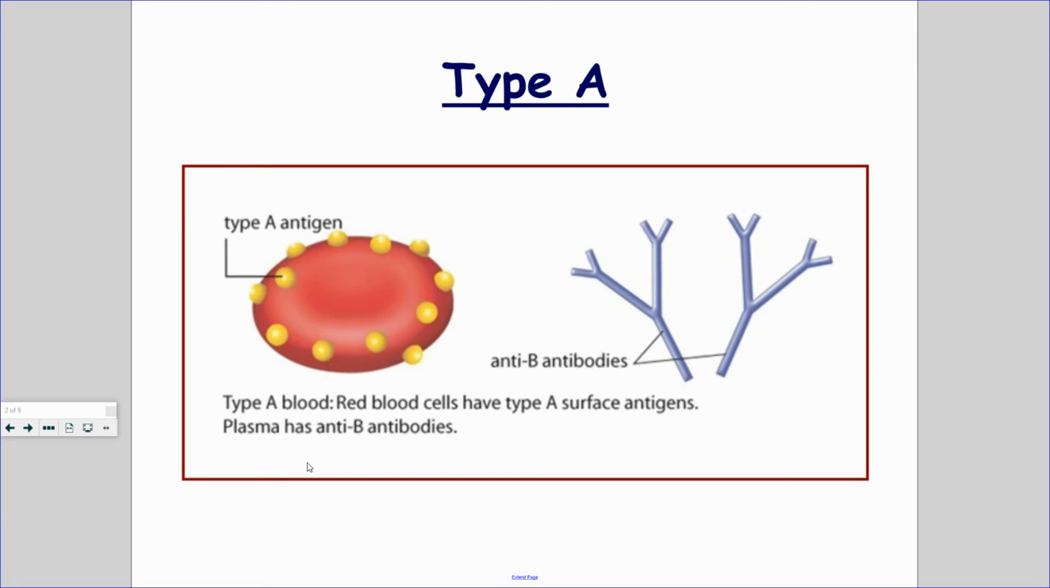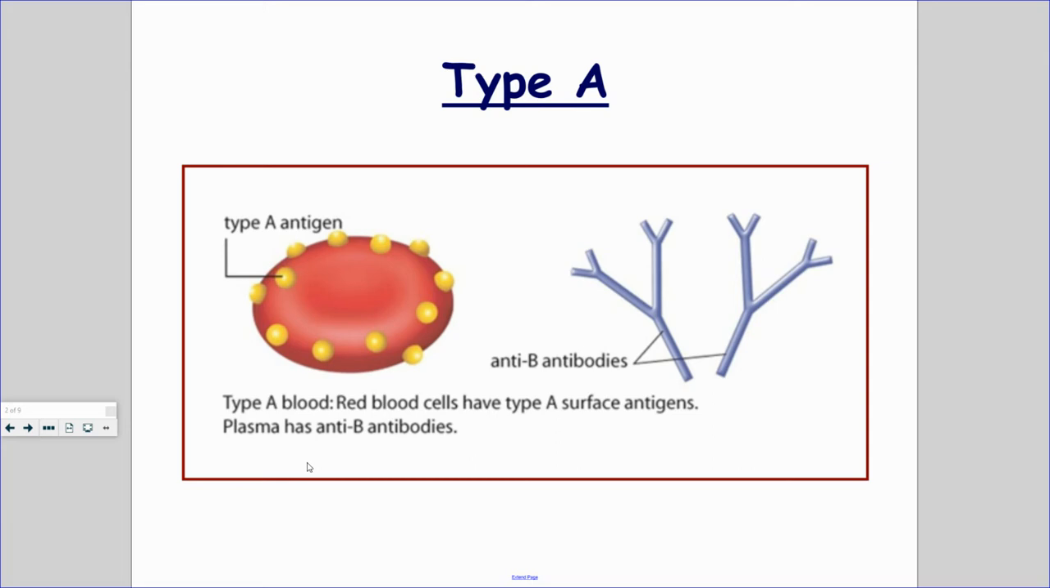Now, if you remember from our talk on the lymphatic system and a little bit on the white blood cells, antibodies are what attack and destroy bad things in your body. So when you have antigens on red blood cells, they attract antibodies. If your antibodies attack your own red blood cells, that's bad. That's real bad. Why? Because it'll destroy the red blood cells.